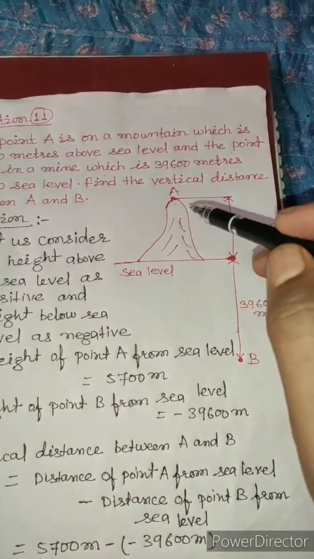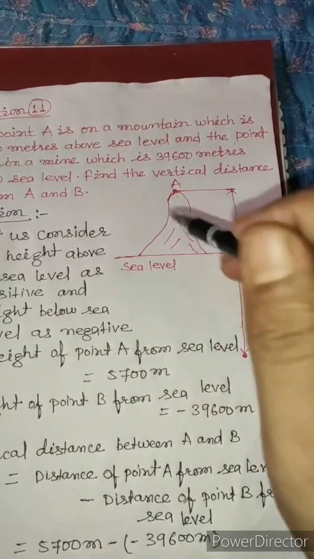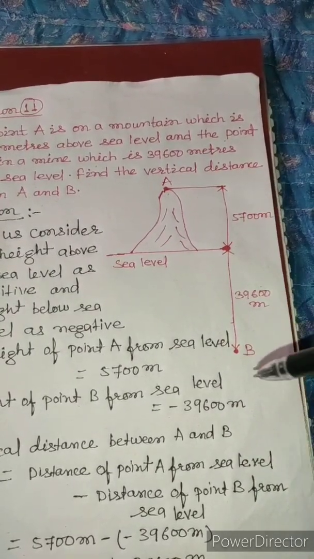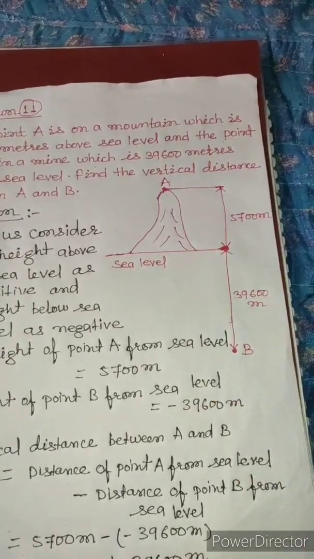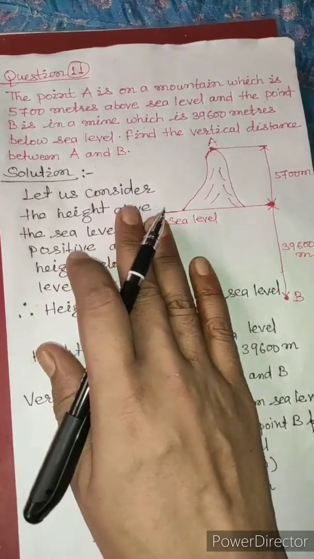The question is asking to find the vertical distance, not the slanting distance. What is the vertical distance between point A and point B? To solve this question, here I have given the solution.